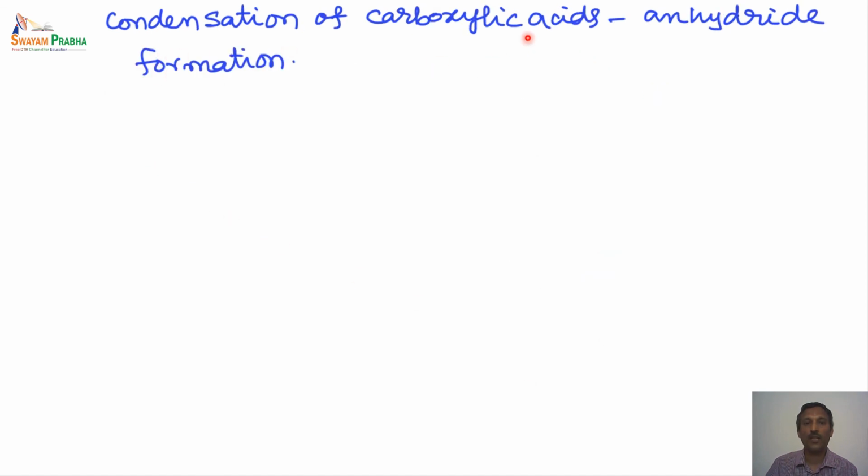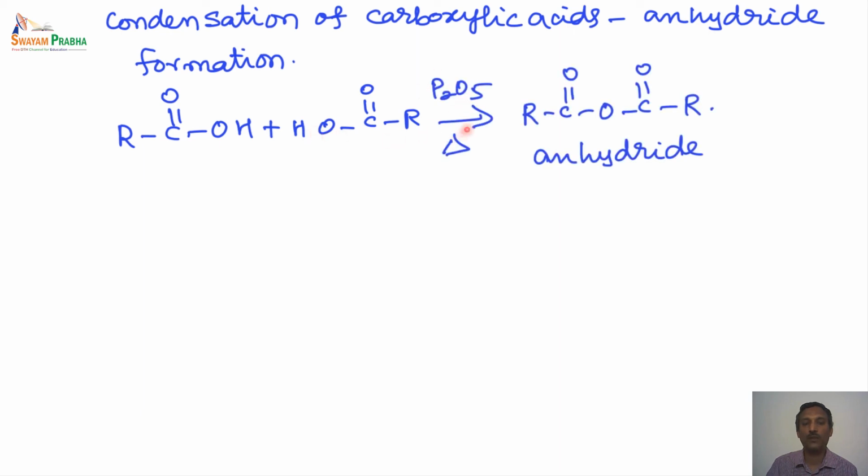Now the condensation of carboxylic acid to give anhydride. So two molecules of carboxylic acid can combine together in the presence of a dehydrating agent, especially P2O5 on heating, to produce anhydride. Simply what happens is one OH from one carboxylic acid unit and one hydrogen from the other both combine together by the loss of a water molecule to produce the anhydride.